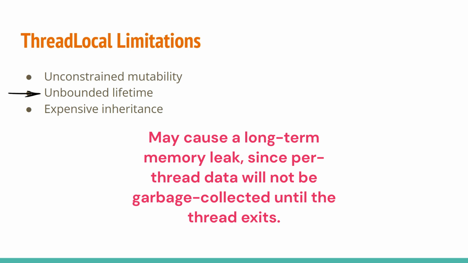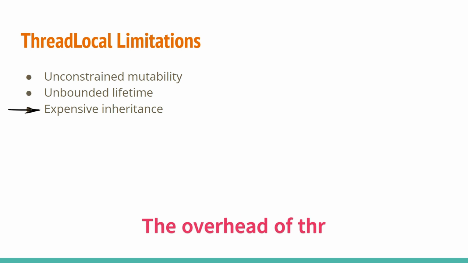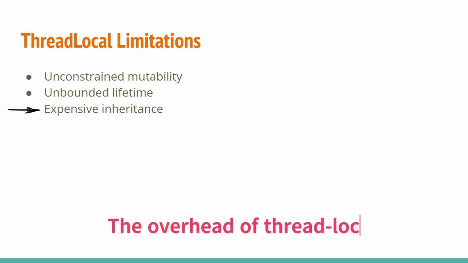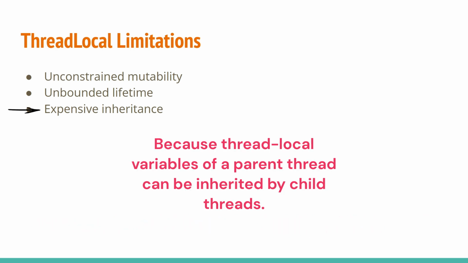It would be better if the writing and reading of per thread data occurred in a bounded period during the execution of the thread, avoiding the possibility of leaks. Extensive inheritance: the overhead of thread local variables may be worse when using a large number of threads because thread local variables of a parent thread can be inherited by a child thread. A thread local variable is not in fact local to one thread.